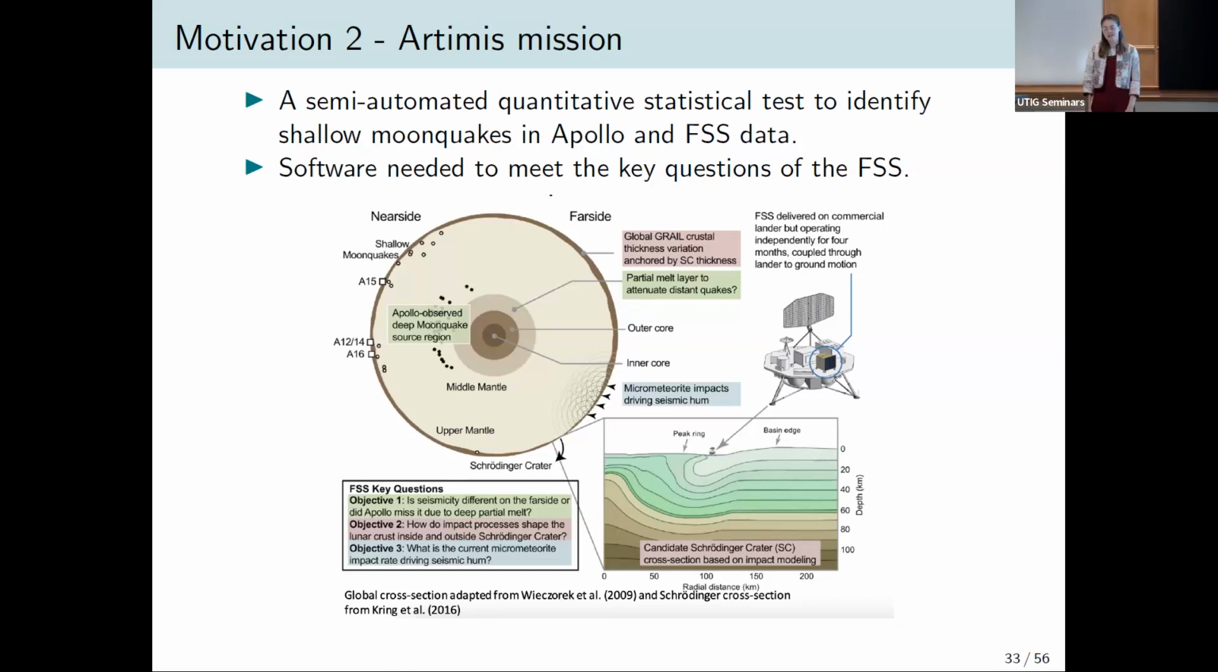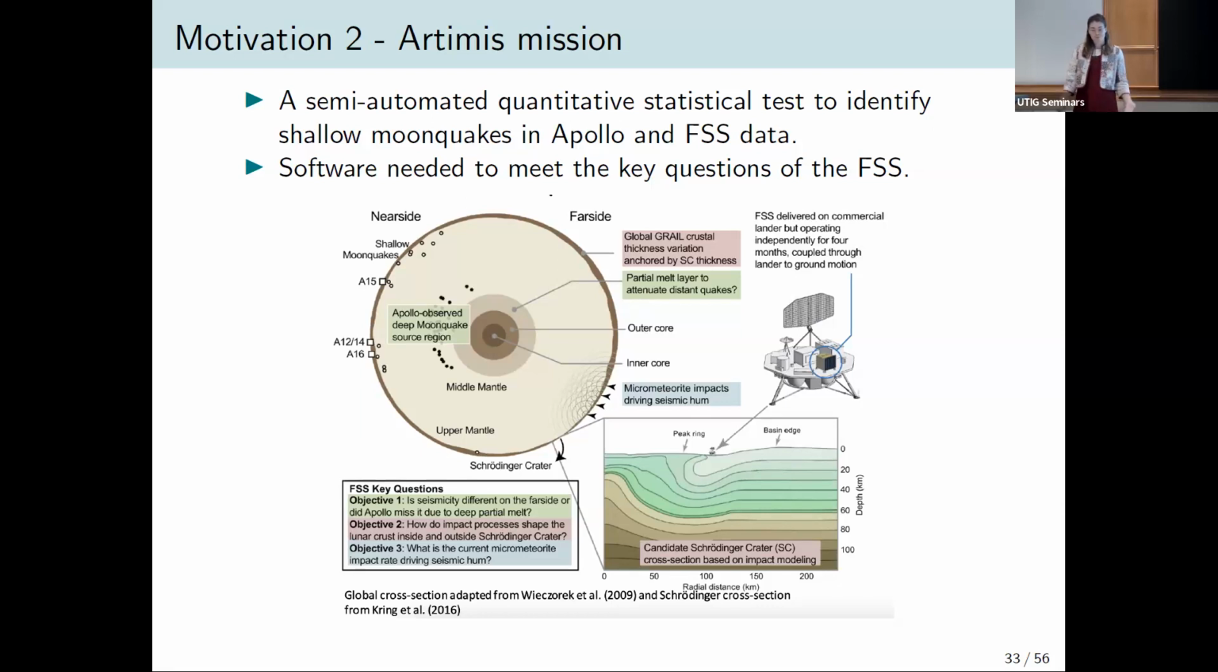And this is going to be the most sensitive instrument that is ever operated, the most sensitive seismometer that has ever operated on the moon. And this far side seismic suite has a bunch of science goals, which you can kind of see summarized here in a figure that I've taken from Mark Panning.